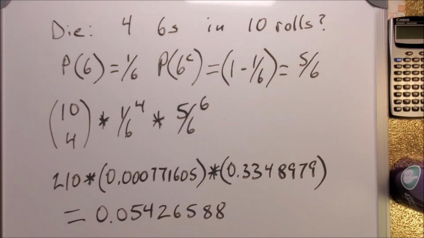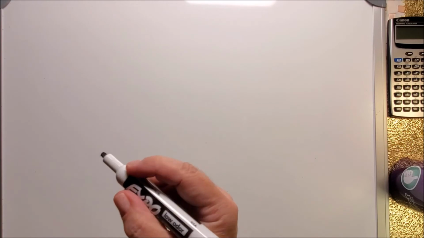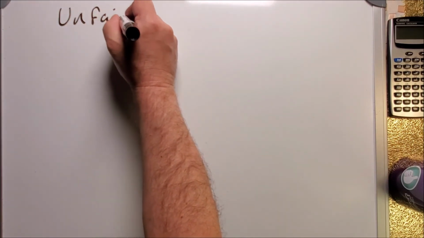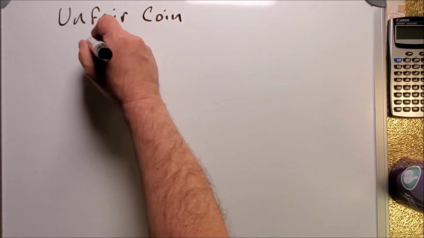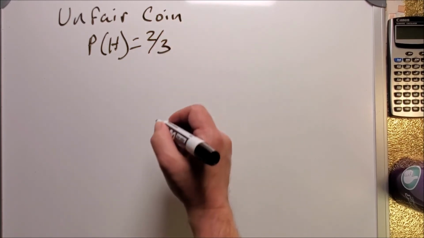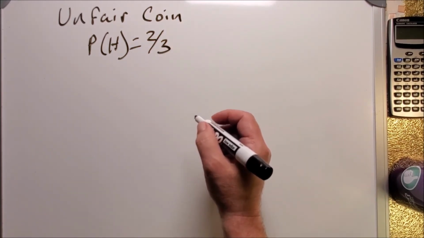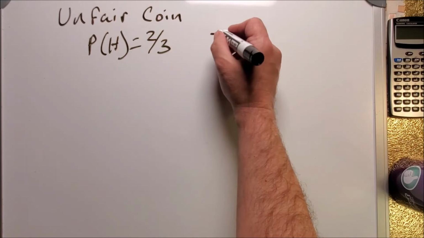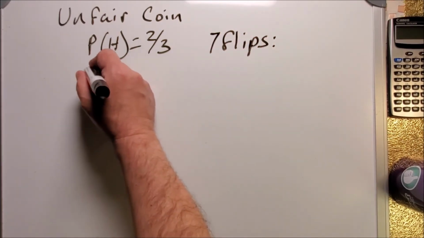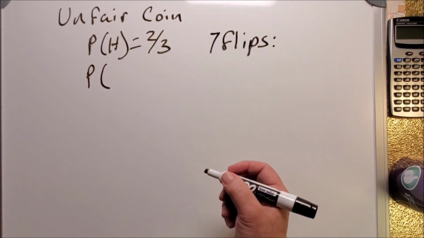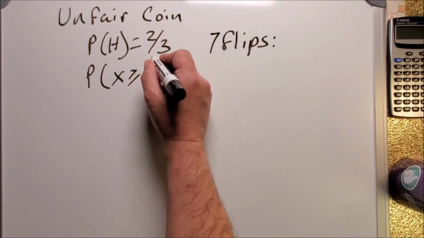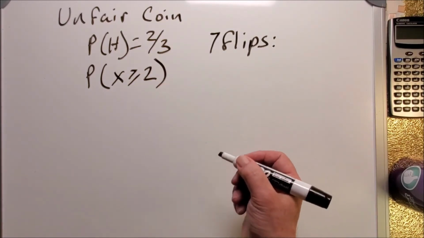Let's go on to the third one. Okay, so third problem. Let's take a look at what happens if we have an unfair coin where the probability of heads is equal to 2/3. It's a coin we've used before. And we are in 7 flips of that coin. We're going to look at the probability that the number of successes would be equal to or greater than 2. Okay, so at least 2 successes.